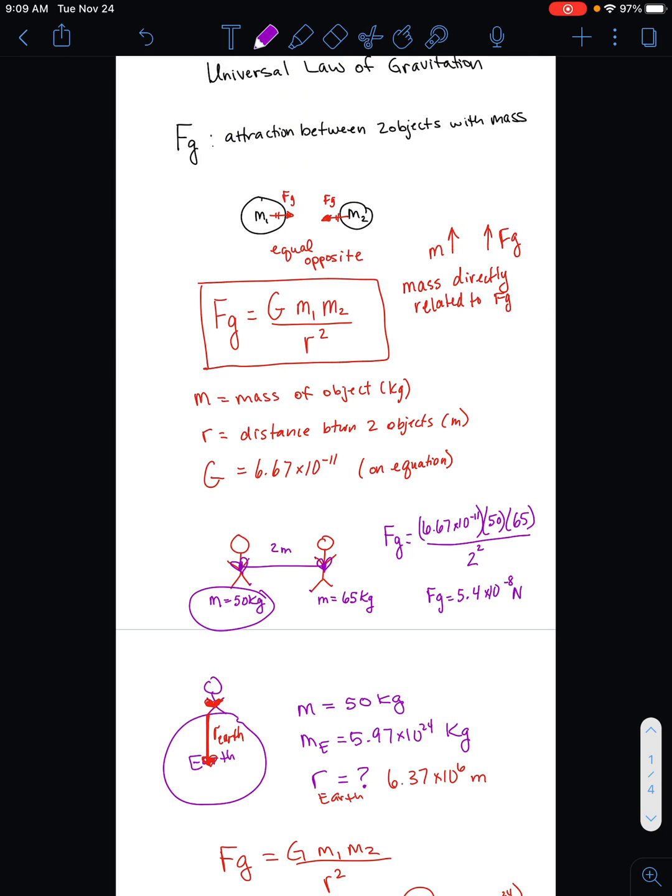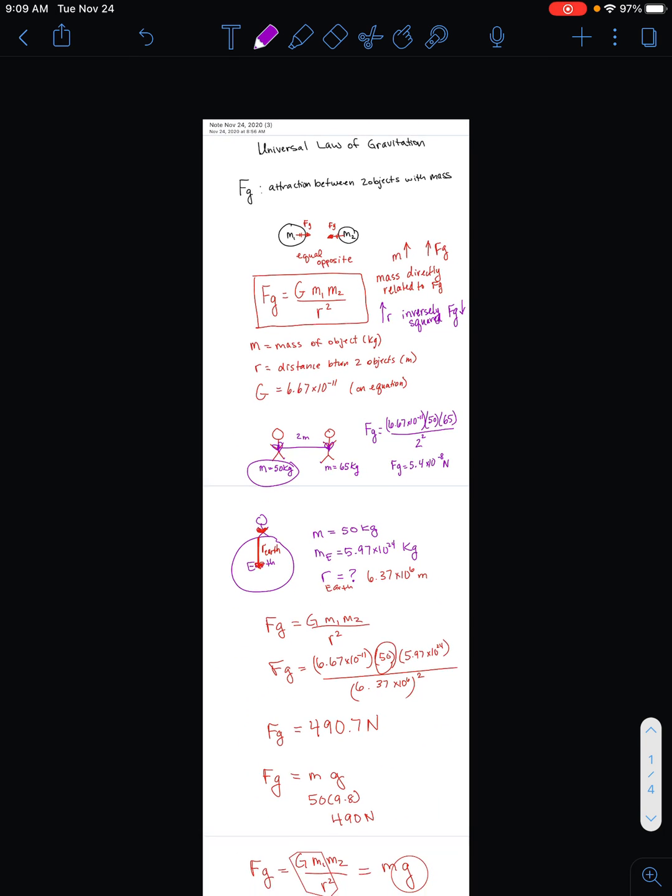But the distance between those two objects is an inverse relationship. In fact, it's not just an inverse relationship. That distance is related to the force of gravity in an inverse squared relationship. So this distance is inversely related to the force of gravity, but it's inversely squared related to the force of gravity. As your distance goes up, your force of gravity goes down. And so we'll do some proportional reasoning with this equation.